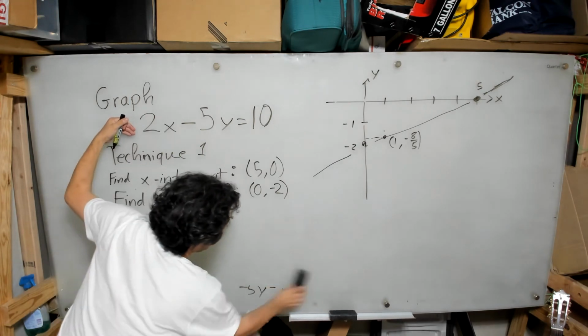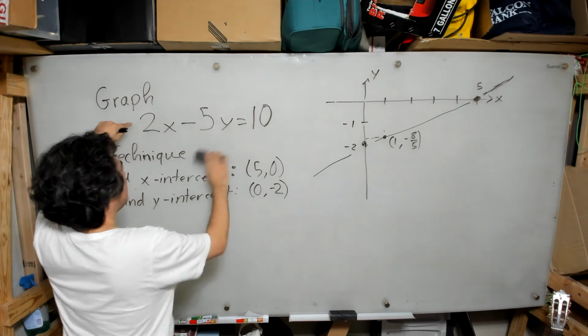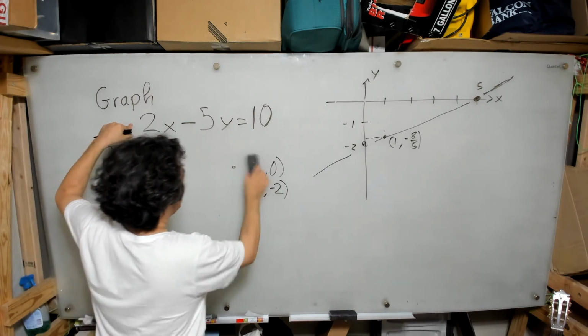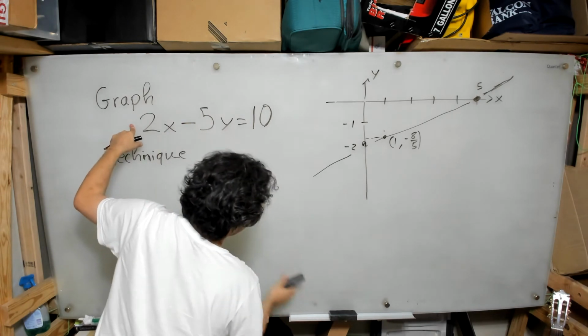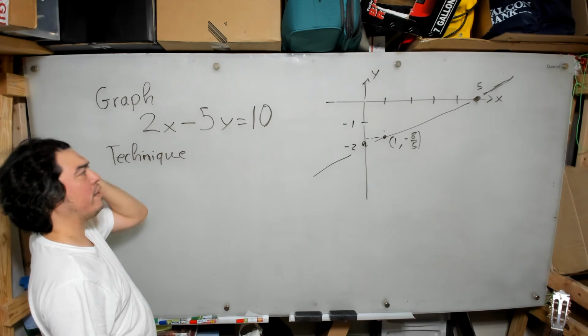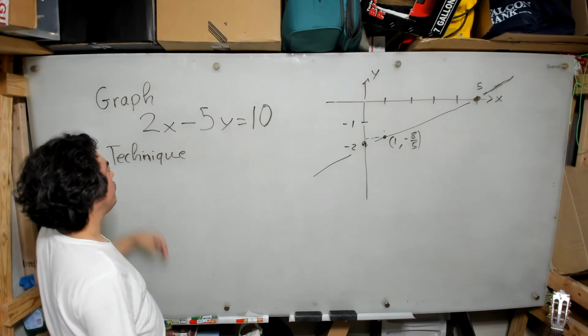But now we're going to leave this behind us, and we're going to proceed on to technique 2: solve this equation for y, to find the slope-intercept form directly, then plot the intercept, and then use the intercept and the slope to plot the graph itself.